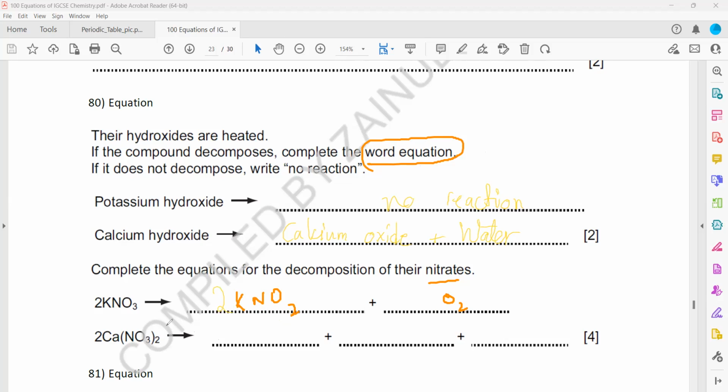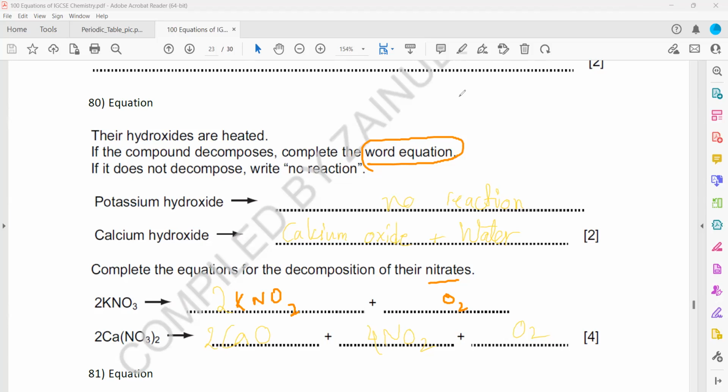But when we heat nitrates from calcium to copper, it forms metal oxide plus nitrogen dioxide plus oxygen, and then balance the equation. So a brown gas is released when we heat or decompose the metal nitrate from calcium to copper. This is related to memorization.